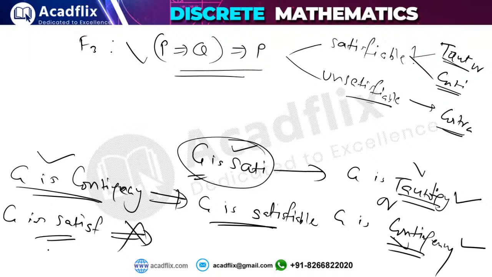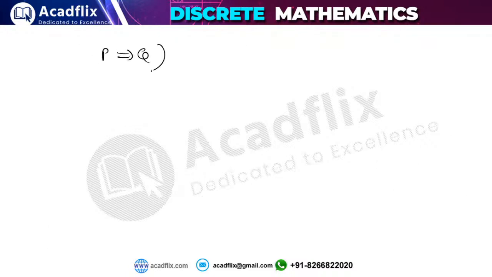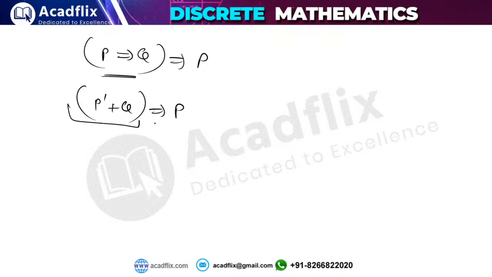Now let's see this question. P implies Q implies P. Very easily you can solve it. First you cover it. P implies Q can be written as P dash plus Q. So you get P dash plus Q implies P. Now this is LHS and this is RHS. So again, you take LHS dash plus P. Here you can apply the De Morgan formula. When you apply it, you will get P Q dash, because this disjunction will be converted into conjunction.